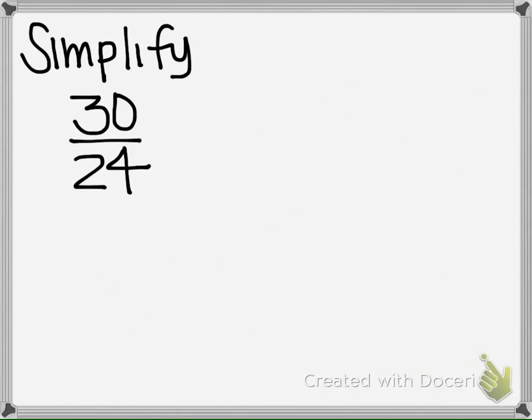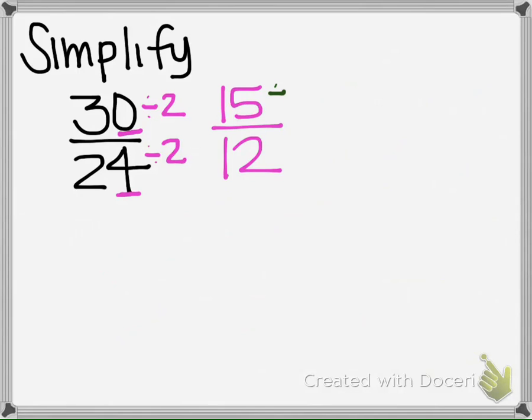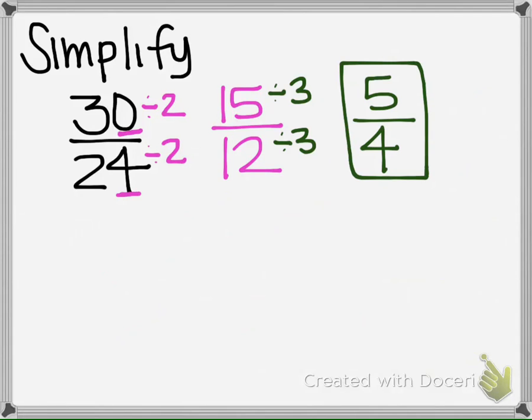So if we take a look at this example, we have to think of what we can divide into both of these. If you look here, these are both even, so we could divide by 2. You could also divide by 6 if you'd like. So if we cut them in half, then we would have this. And then we know that 3 can go into both of these, and we would get 5/4. And we are allowed to keep it as 5/4 unless we're asked to convert it to a mixed number, then we would write 1 1/4. But let's just focus on this for a second.